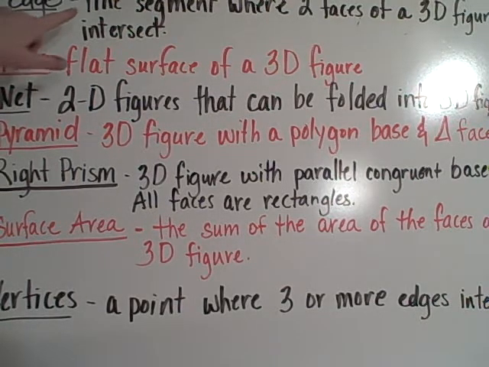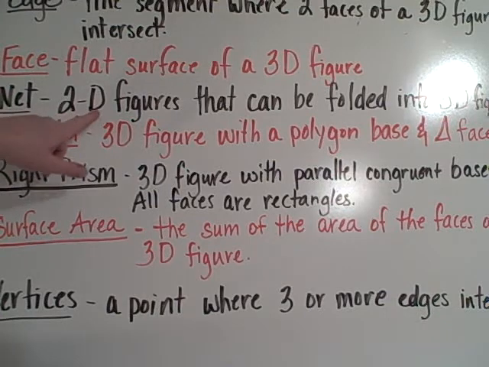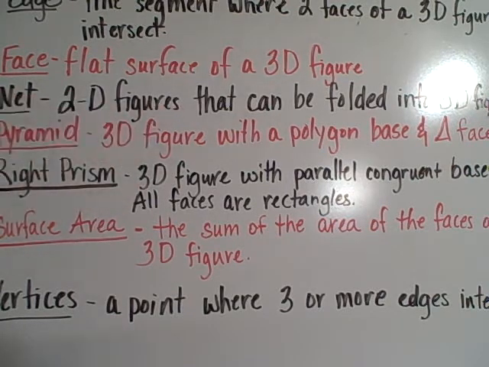Edge, that is the line segment where two faces of a 3D figure intersect. A face, that is a flat surface of a 3D figure. Net, that happens to be a 2D or two-dimensional figure that can be folded into three-dimensional figures. Pyramid, that is a 3D figure with a polygon base and triangle faces.